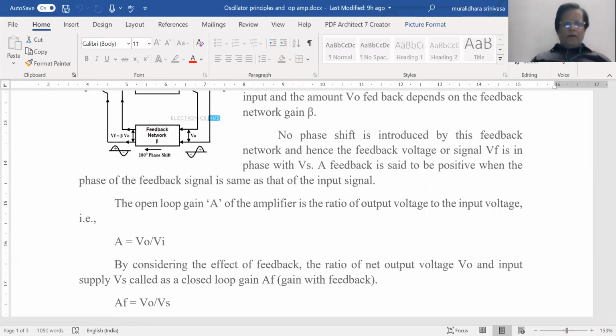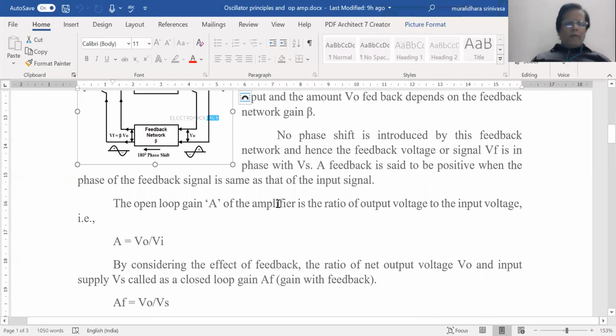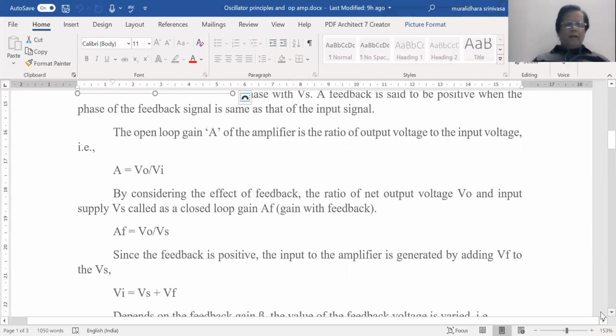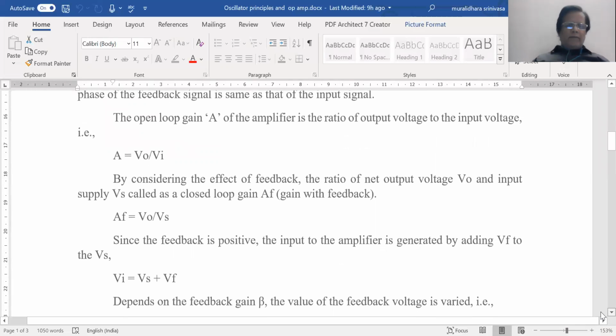So, if you have open loop gain of the amplifier, which is the ratio of the output voltage to the input voltage, as A, then A is equal to V0 by Vi. We have usually called it AV in our previous discussions. By considering the effect of feedback, the ratio of the net output voltage V0 and the input supply voltage Vs is called the closed loop gain AF, that is gain with feedback. AF is V naught by Vs.